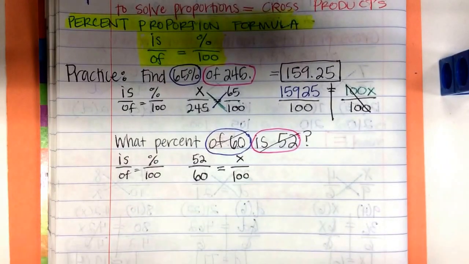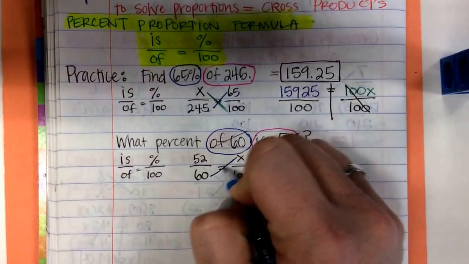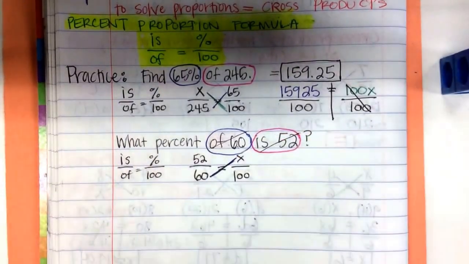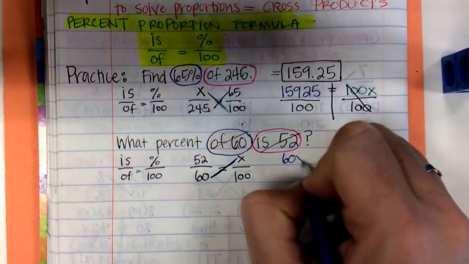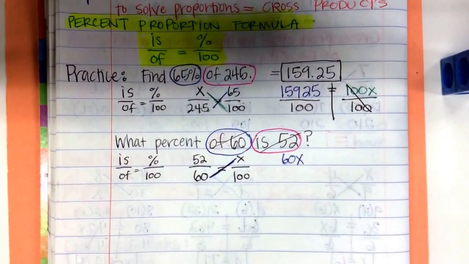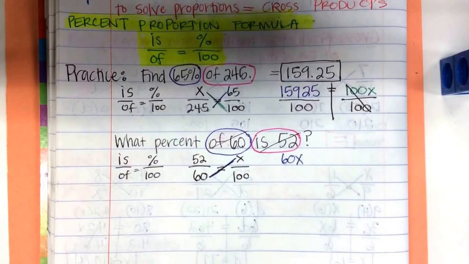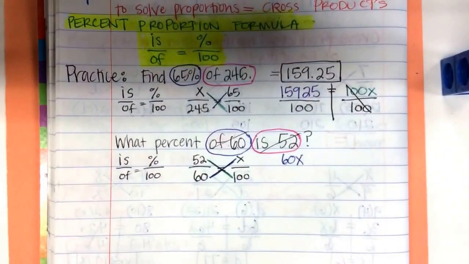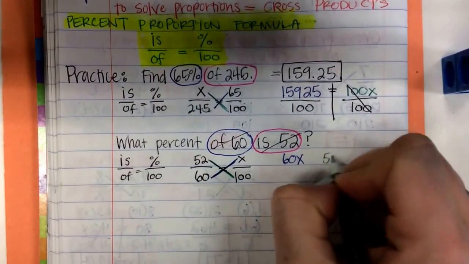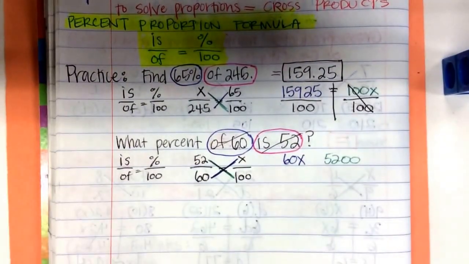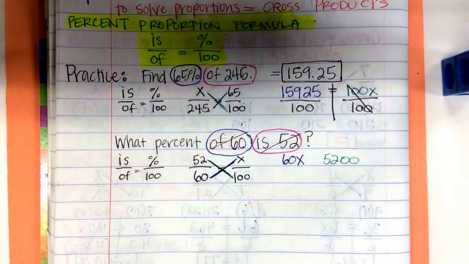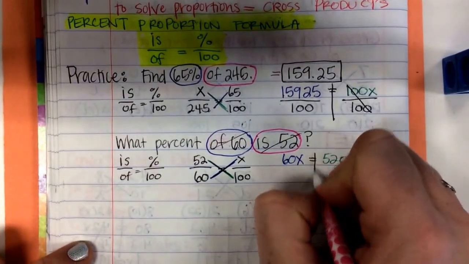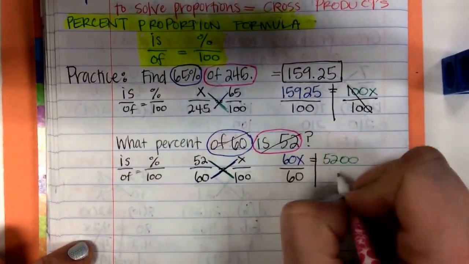All right, let's cross multiply. 60 times x. 60x, good. 52 times 100. 5,200. Divided by 60.